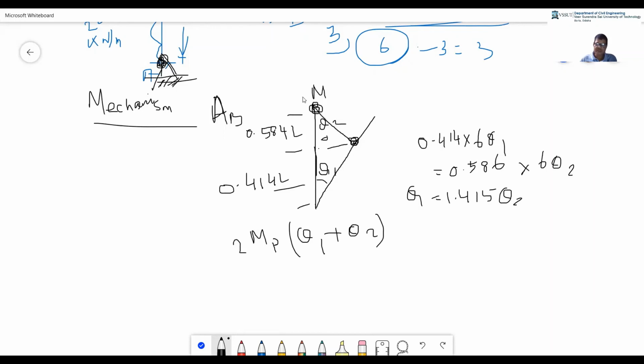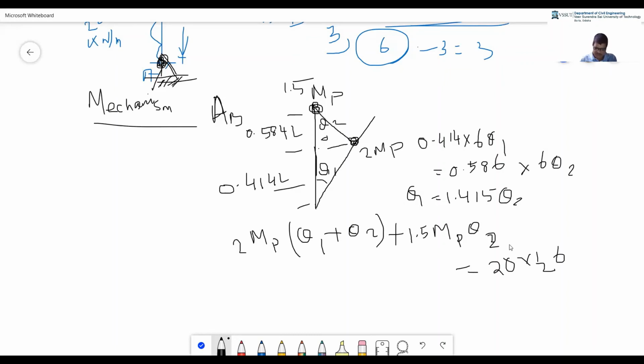Here it will be 1.5 MP, and here it will be 2 MP. Very typical problem. Just see the problem. 2 MP into theta 1 cos theta 2 plus 1.5 MP into theta 2. Okay, 1.5 into MP into theta 2, and that will be equal to the external work done. What is the work done here? You take 20 kilonewton per meter intensity of loading, half into length, multiplied by the delta.